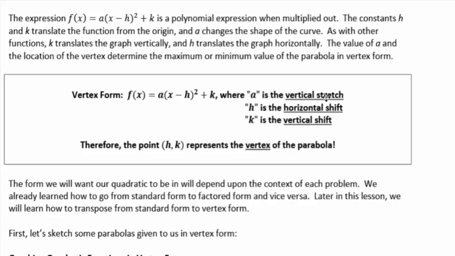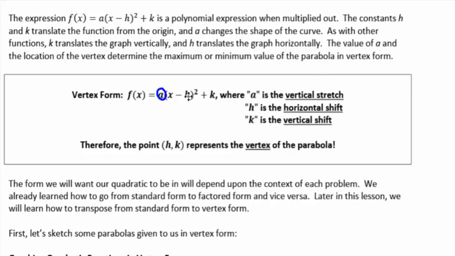A is the vertical stretch. We talked about that earlier in the course. That a value, whatever's in front of x squared, determines how stretched out the parabola is. The more stretched out it is, the thinner it will look, and the less stretched out, the more squished it is, and the more it goes out this way. When that number is a fraction, the parabola goes out like this. But when it's a bigger number, like 3, 4, 5, 6, the bigger that number gets, the more it goes in, because it's stretching that parabola up and down. All right, so that's what that a value does.